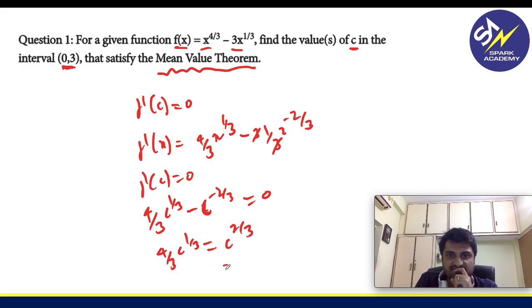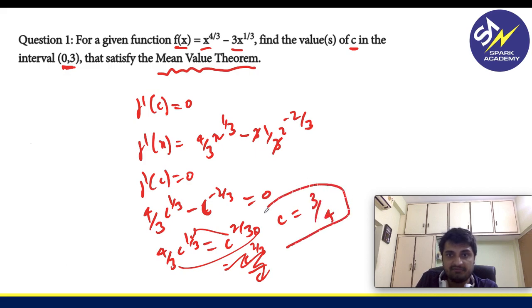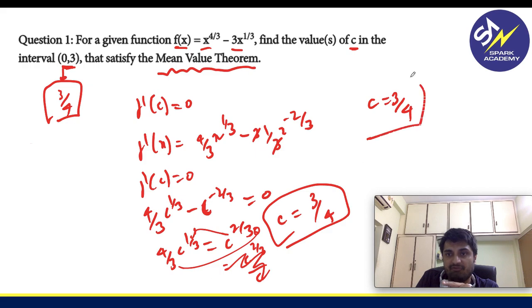Or take it to the other side. c power 2 by 3 by c power minus 2 by 3, right? Or you take it here, this you can take it here. So what we will get is c power 2 by 3 into 1 by 3 will be c. That is equal to 3 by 4, right? So 3 by 4 is definitely lying in this interval. So the answer is basically c value is 3 by 4.